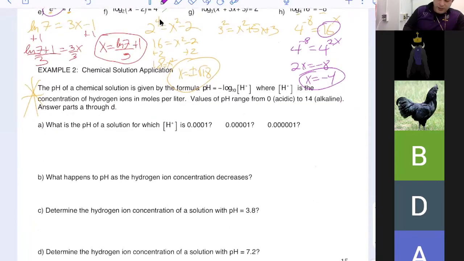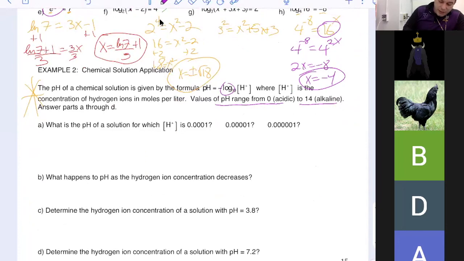All right, we have 2 minutes left for a kind of fun problem. pH. The pH of a chemical solution is given by the formula pH is equal to negative log base 10 of H plus. Remember, in math class, we don't use base 10, but your science teachers might. Where H plus is the concentration of hydrogen ions in moles per liter. The value of the pH ranges from 0, which is acidic, to 14, which is alkaline. What is the pH for these solutions?